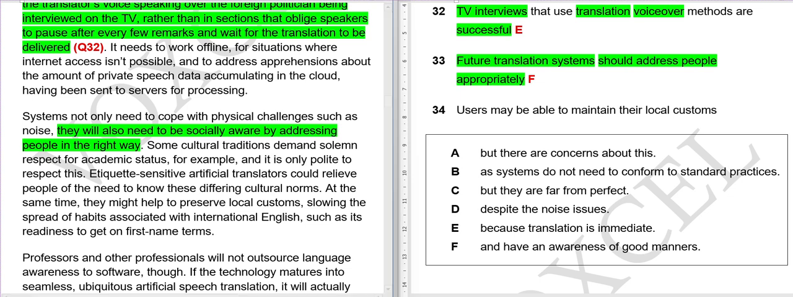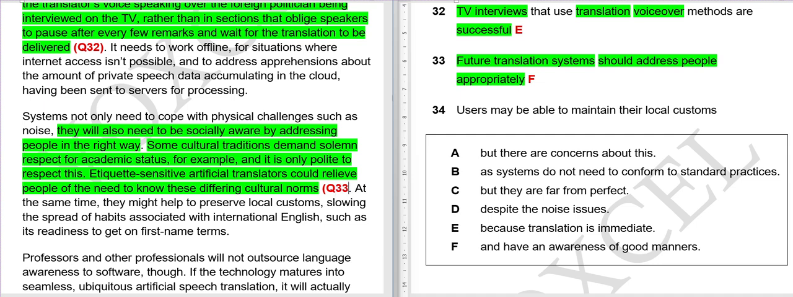Some, let me highlight this. Some culture tradition demands solemn respect for academic status, and if they are etiquette sensitive, it will help them to do this. So that's why, an awareness of good manners. Good manners, we need to say etiquette sensitive. Hope it is clear. This is our question number 33. I hope it is clear.